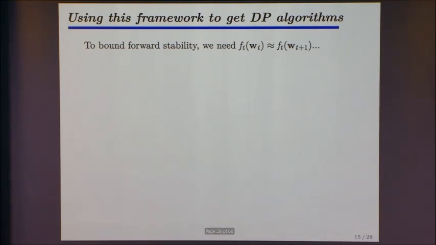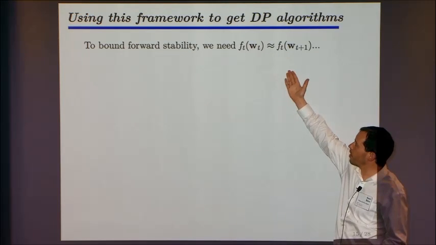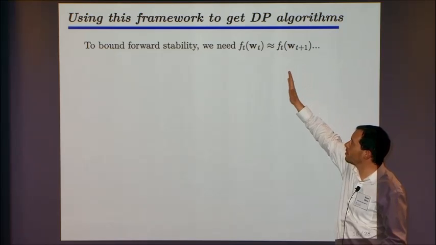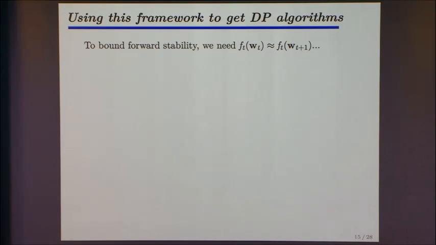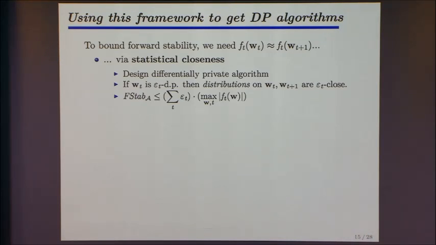Okay, so we need two things. We need to bound this crystal ball regret, and we need to bound our forward stability. To bound forward stability, we need, as I said, to show that the cost I pay when I see the future is roughly the same as the cost I pay in real life. We'll see. There are really two very different ways to approach this. One is to use statistical closeness, to look for W_t and W_{t+1} that are somehow close in distribution.